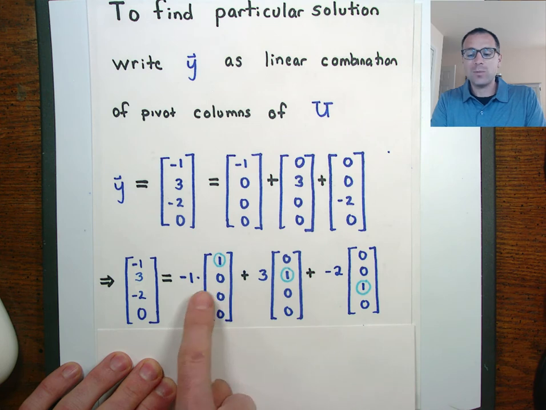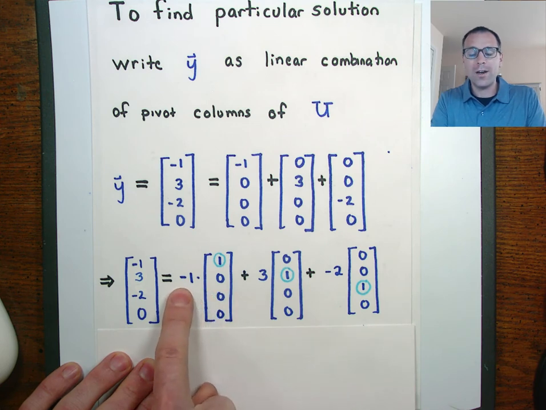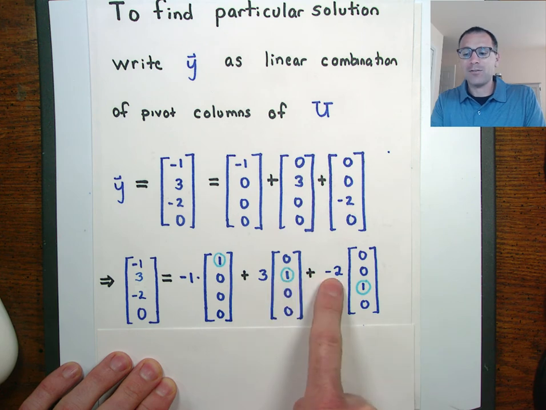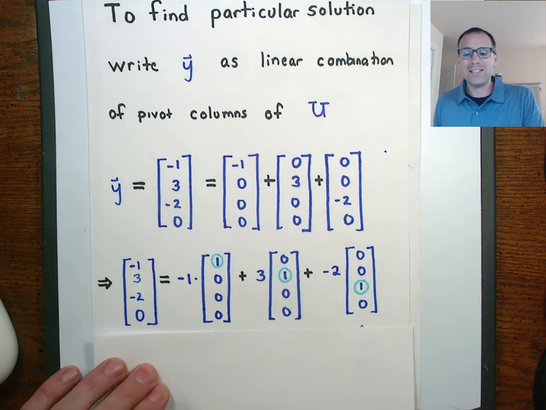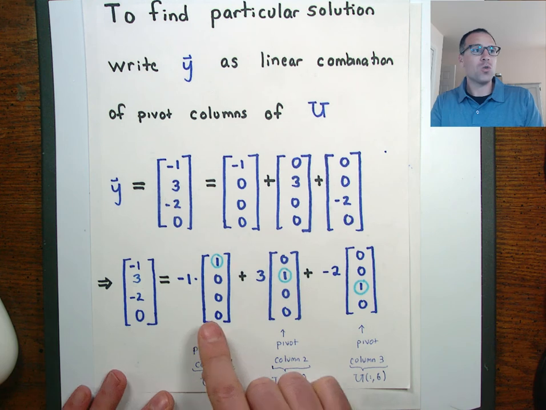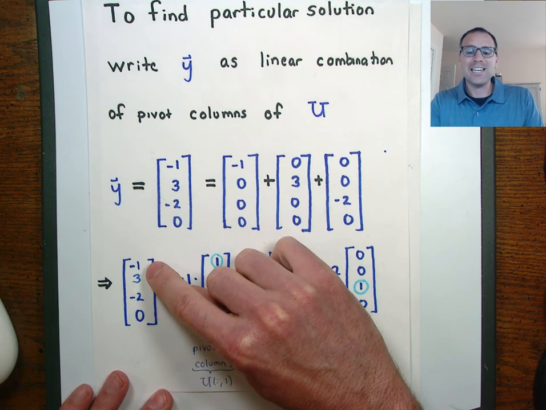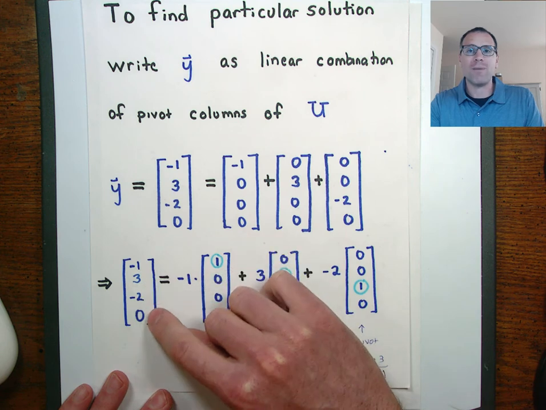And then that tells me, hey, I'm going to need -1 of the first pivot, 3 of the second pivot, and -2 of the third pivot, which means the scalar values that I want to put on each of the pivot columns are actually hidden inside the individual coefficients of my vector y.